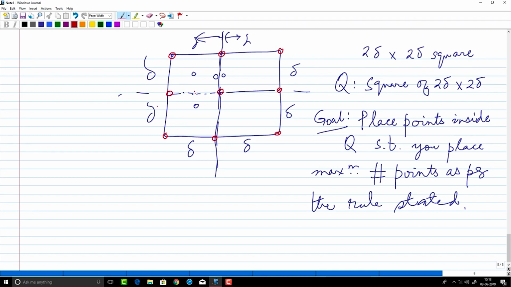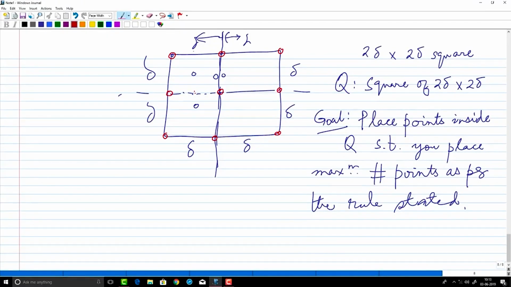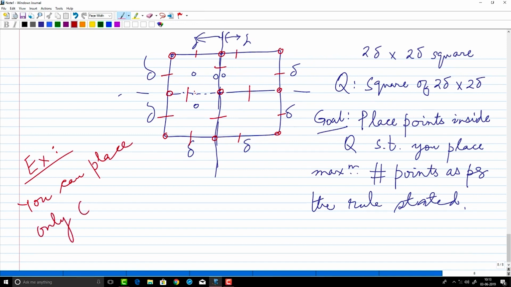But the question is, can this number be arbitrarily big? My argument would be that you cannot place more than 12 points, because you have 1, 2, 3, 4, 5, 6, 7, 8, 9, 10, 11, 12, 12 such edges. So, convince yourself later on. You can place only a constant number of points. So, what does big O of 1 mean? It is a constant.